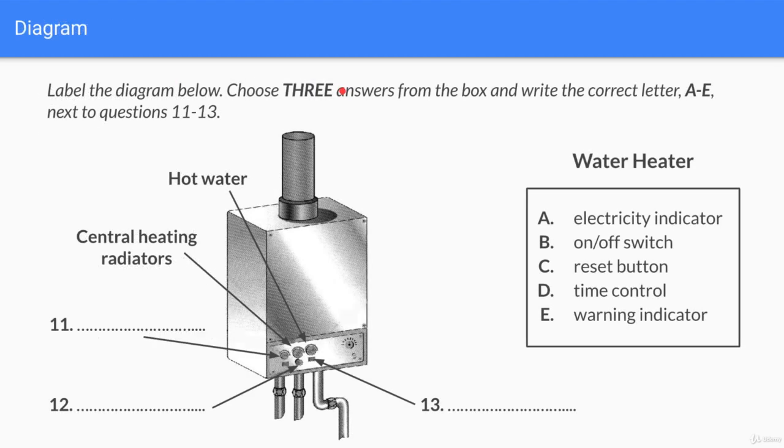Next, we have the diagram question. Here we have a diagram and we have different components of the diagram mentioned over here. Basically, we have to match the missing information with the correct answer choices in the box over here. This question can also be presented as a fill-in-the-blank question type, in which you have to write down the answers instead of choosing them from a list.